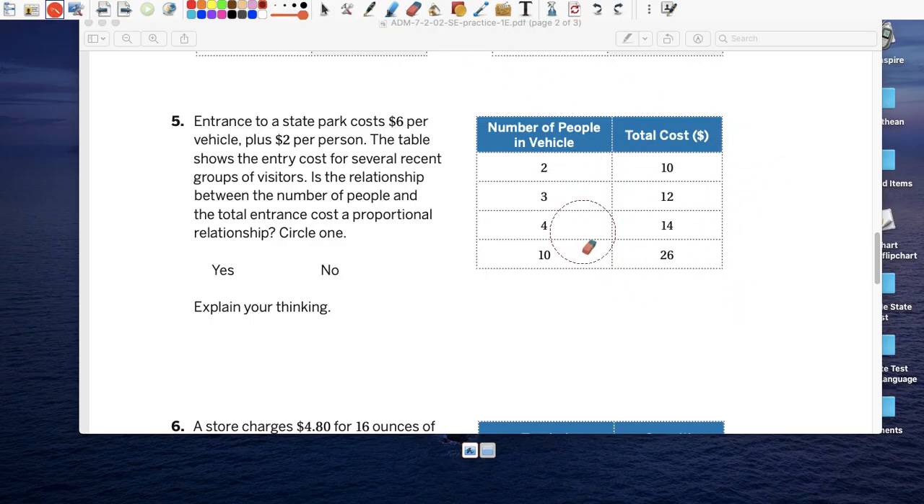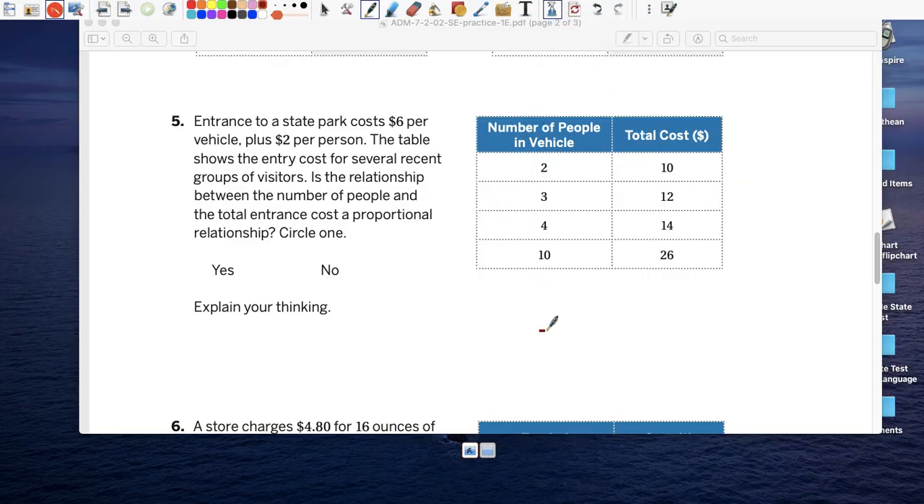Let's do it a different way. All right, so let's erase that. Let me pick an easy one. Let's go 2 to 4. 2 times what number is 4? It would be times 2. So therefore here, it should be the same scale factor. It should have been 10 times 2, which should have given me 20, but it's not. So that also tells you it's not a proportional relationship.